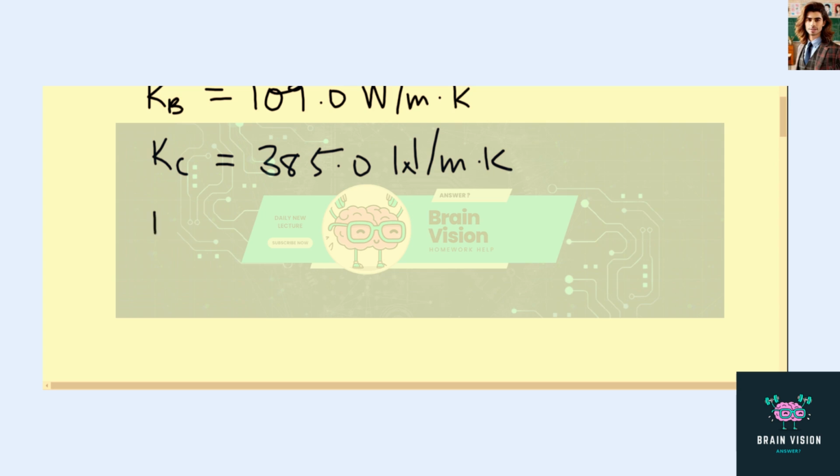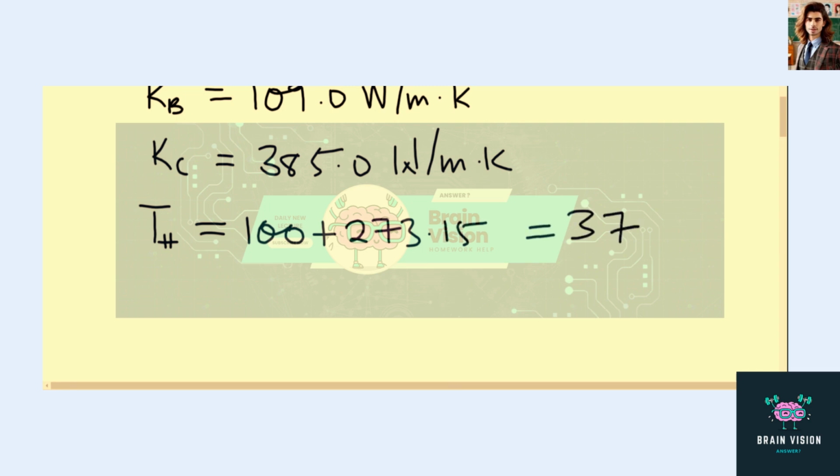Before that, let's compare the temperatures. We're going to work in Kelvin, and later when we're done, we convert to degrees Celsius. The temperature at the hotter end of the brass is 100 degrees Celsius, converting to Kelvin by adding 273.15, which gives us 373.15 Kelvin.